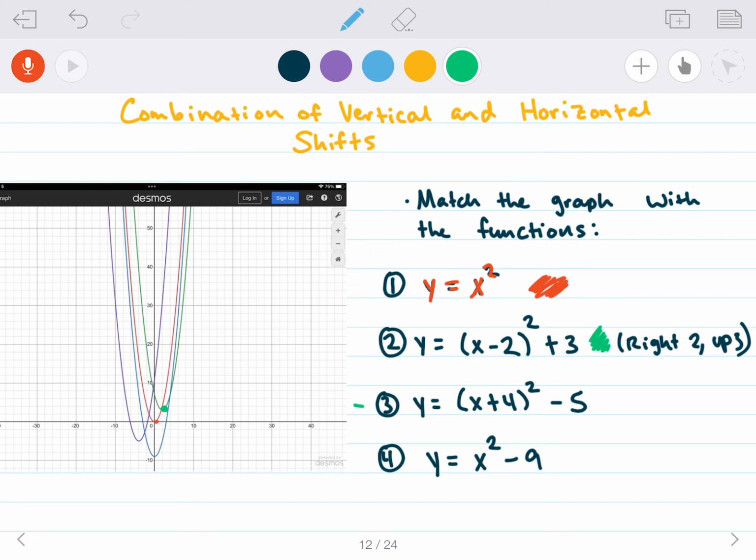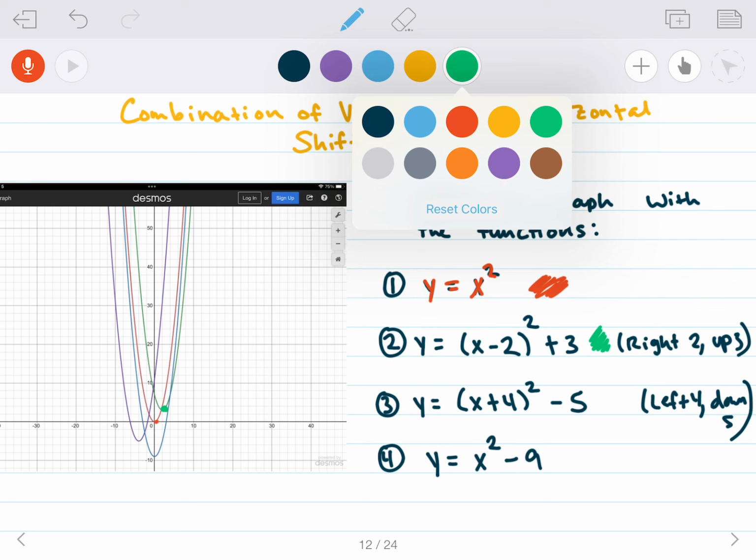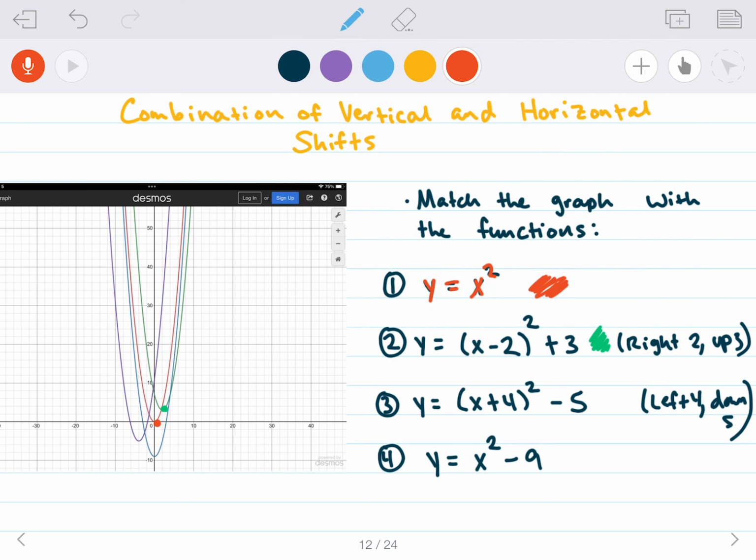Okay. All right, what about number 3? We are moving to the left 4, indicated by the +4 in the argument, and then we're moving down 5. So left 4, down 5. So if we start at the vertex here, the only one that's moving the vertex to the left is this purple guy. We're moving it to the left and then down, whereas the blue one, we're just moving it down. So it has to be the purple guy here.